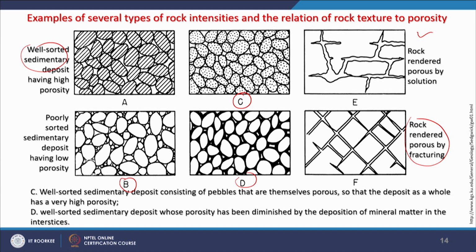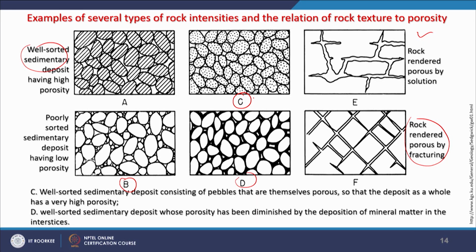So, they too, and the individual pebbles or cobbles or boulders have their own porosity, and therefore the effective porosity is going to be very high in scenario C. Similarly, in scenario D, the well sorted sediment deposits have diminished porosity. Why? Because of the deposition of minerals in the interstices. The second mineralization, or cementation, has occurred, and therefore the effective porosity is going to be very low.